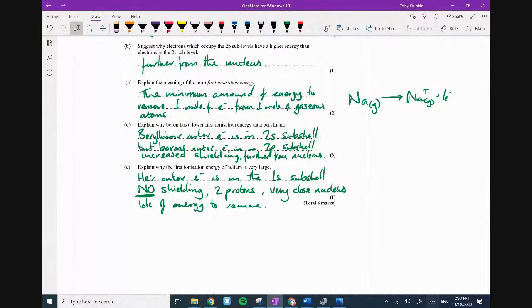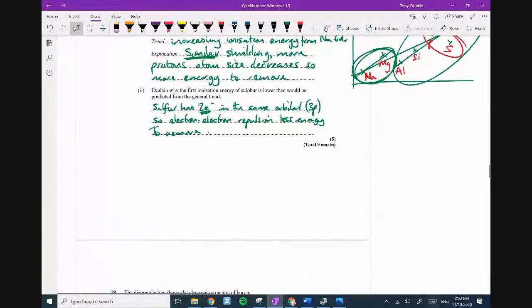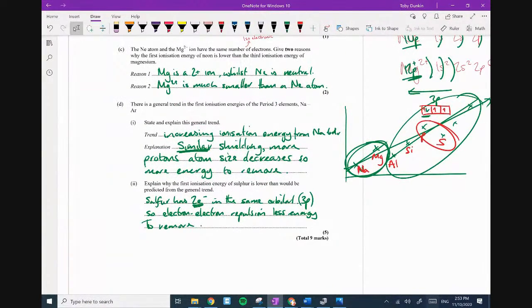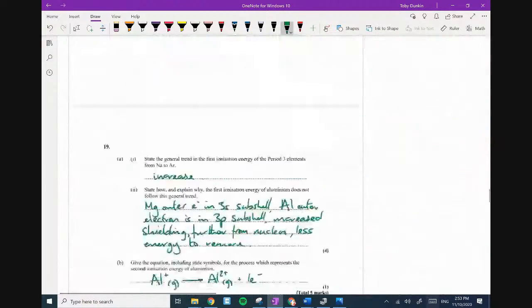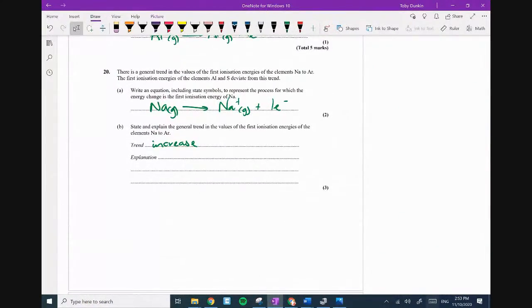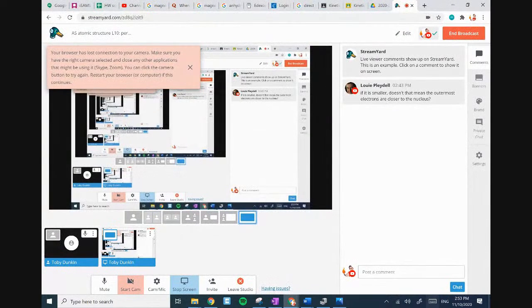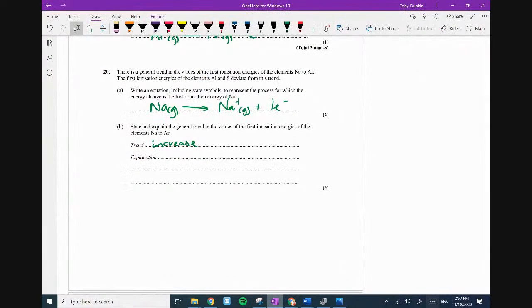What if I said, which question? Increased shielding, very close. Which question have I made a mistake on? Similar shielding, more protons, atom size decreases, some more energy. Which question, Louis? You can tell me in a sec.